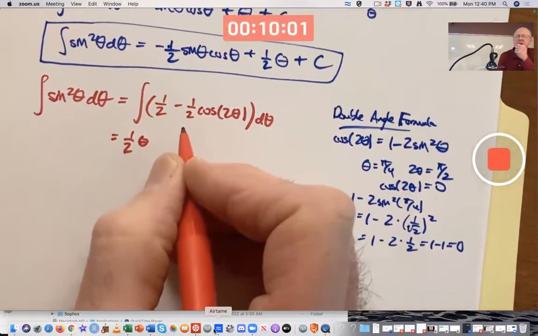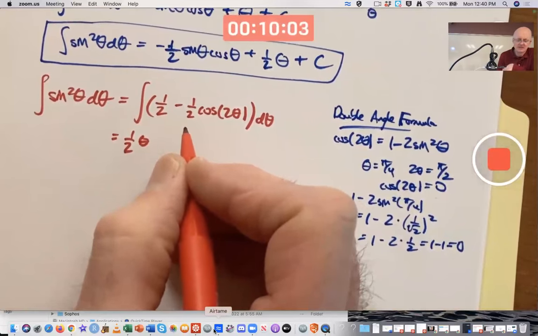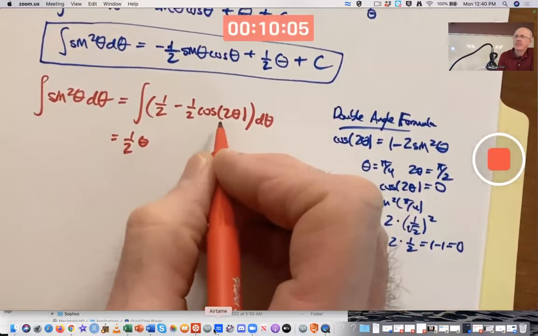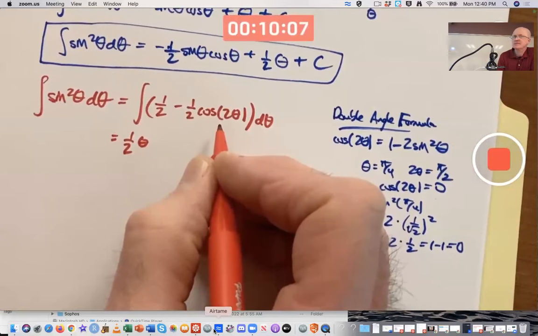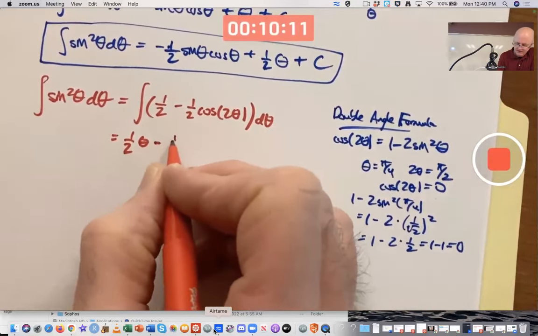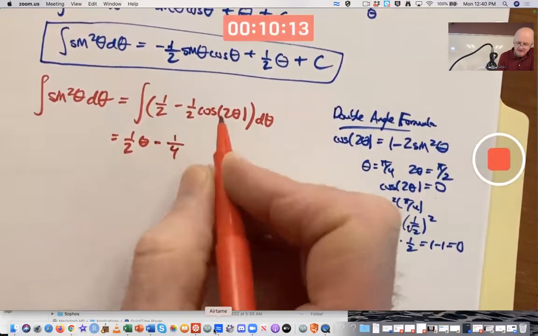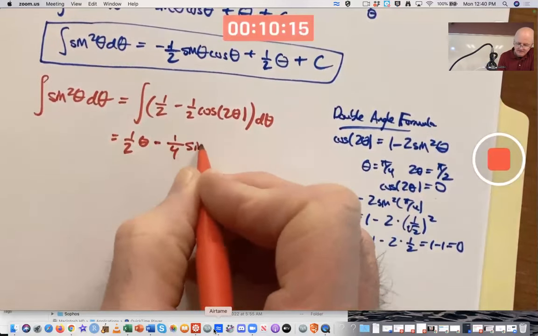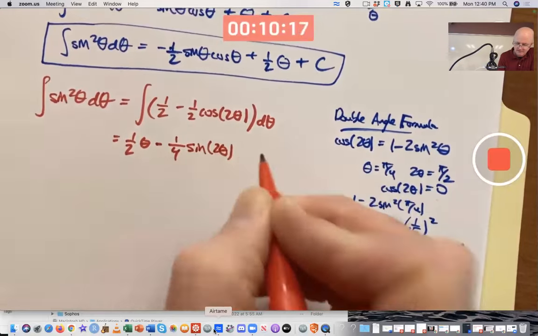If you can't just do it in your head, you could use a substitution, w equals 2 theta. But I'm hoping you're getting to the point where you can do this in your head by guessing to get minus 1/4 sine 2 theta plus C.